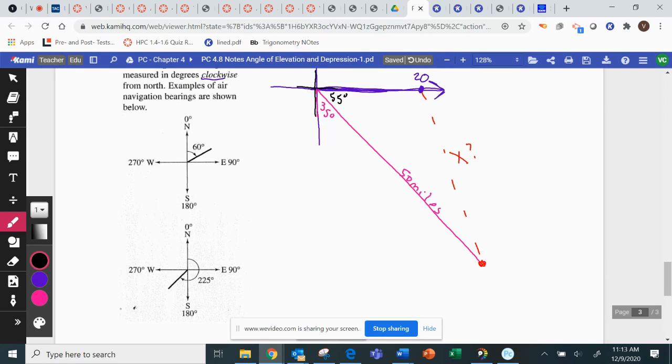I gotta move this down because I can't write on it very well when it's up there. Sorry about that. I just dropped the microphone.